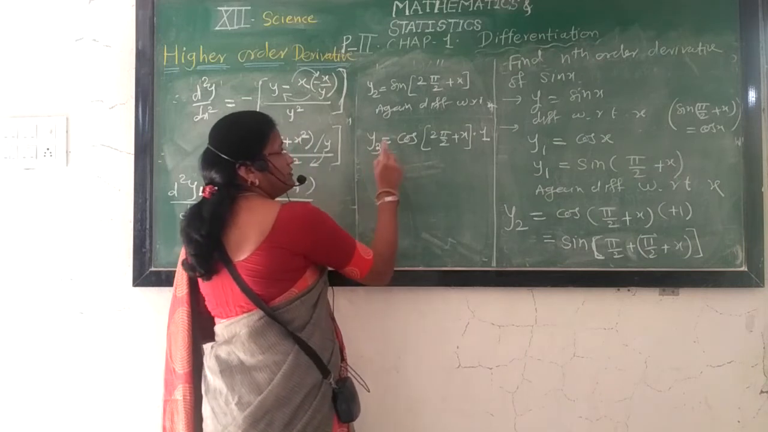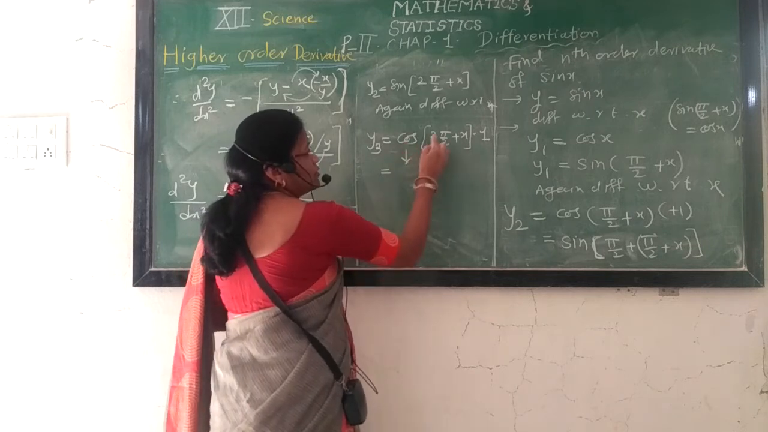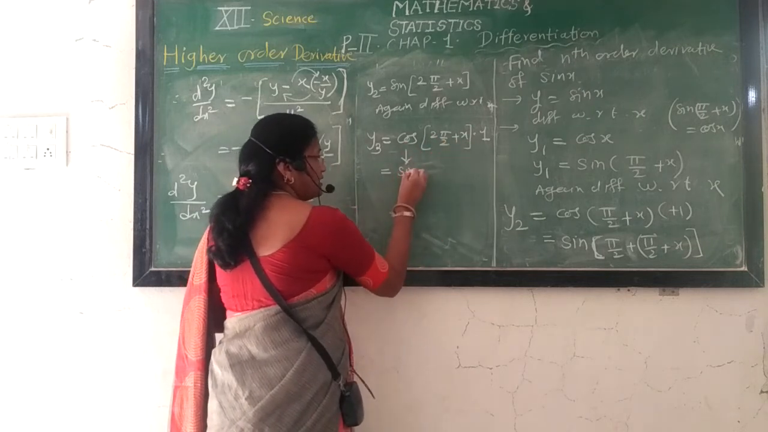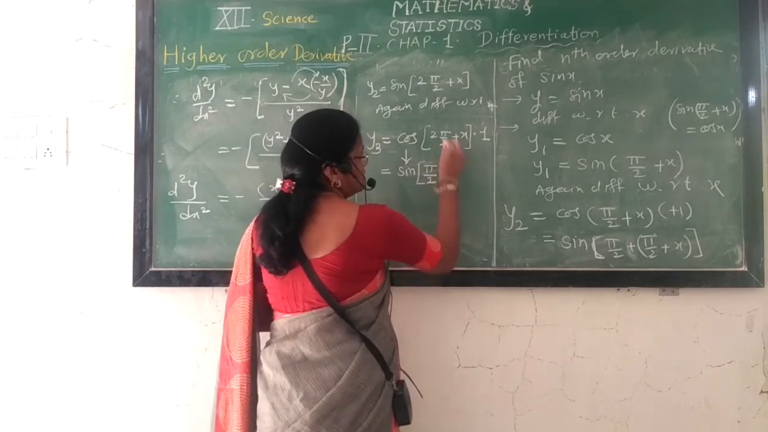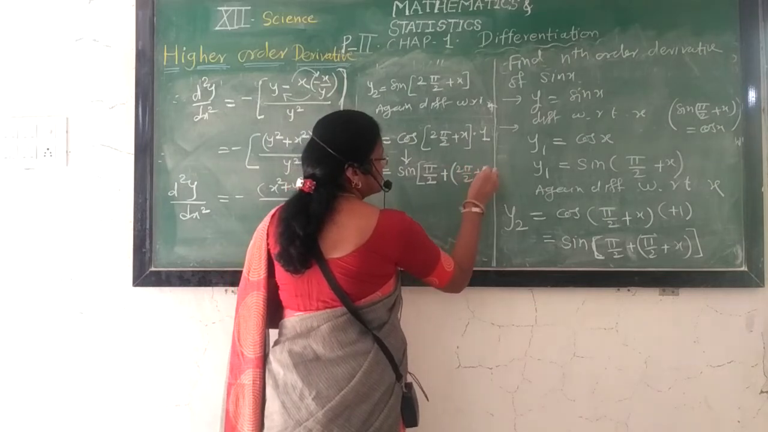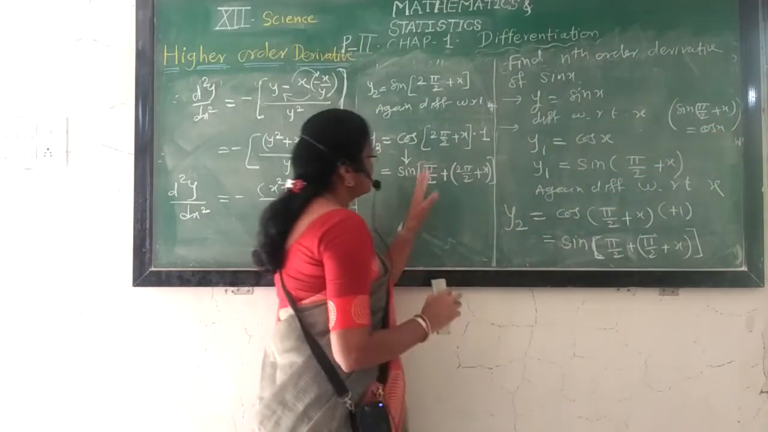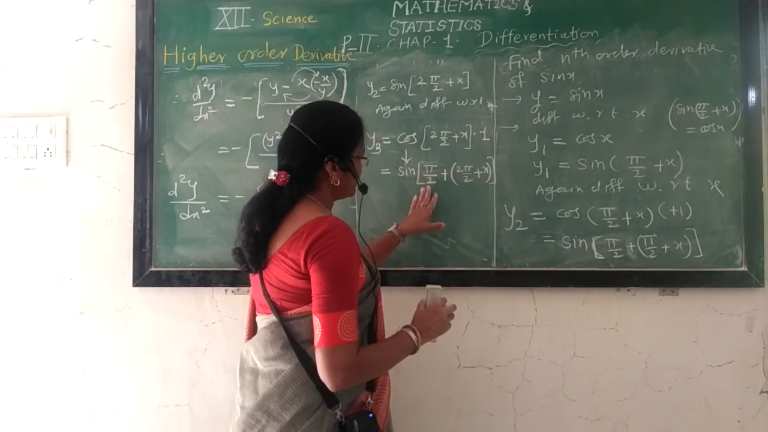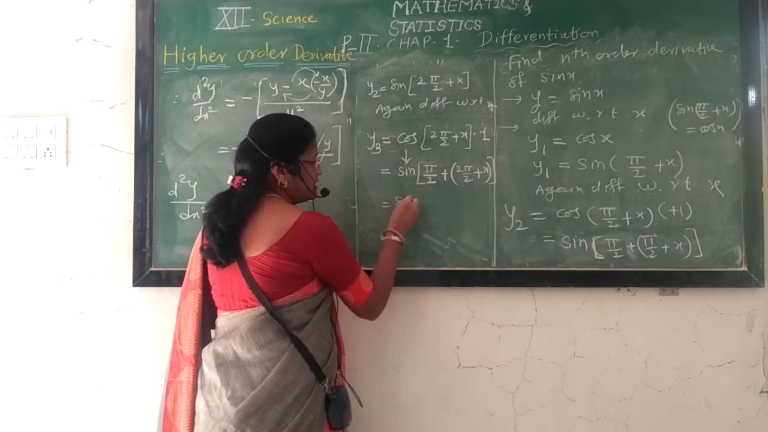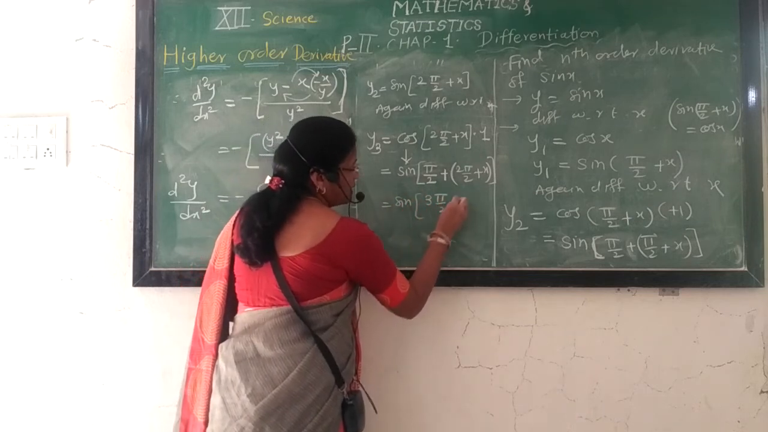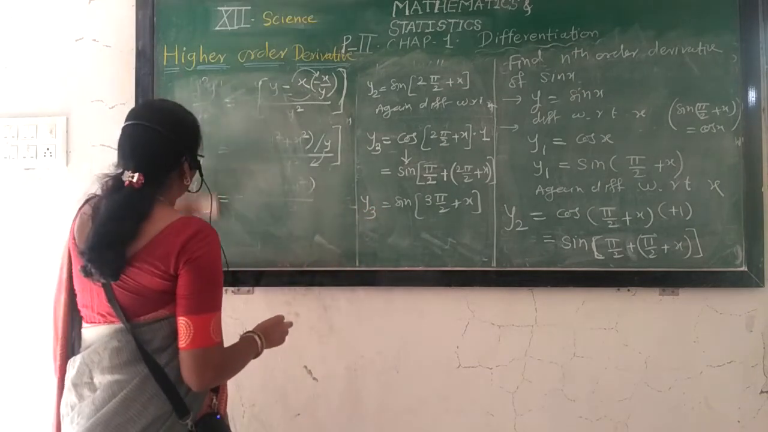Now for the third order, we get the answer in terms of y. So how do you adjust this again? Cos of 2 times pi by 2 plus x can be adjusted as sin of pi by 2 plus 2 times pi by 2 plus x. Use the same result: sin pi by 2 plus x is cos x. So suppose this is x. Then we take sin pi by 2 plus x. So what is the addition of this? This is 2 times pi by 2, this is 1 times pi by 2, that is sin of 3 times pi by 2 plus x. This is the value of the third order derivative of the given function.